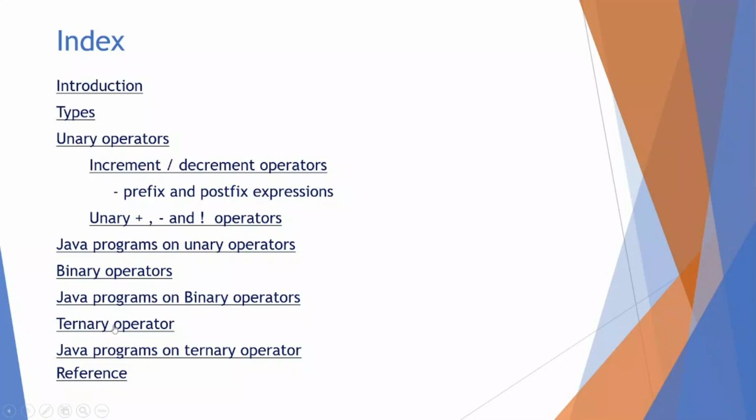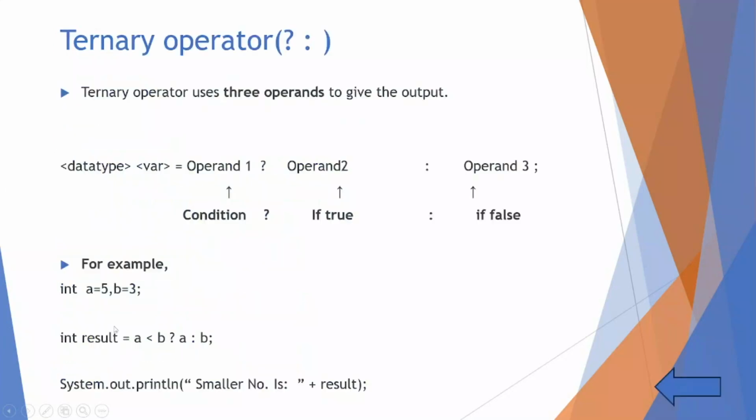Let's see the ternary operator. The ternary operator uses 3 operands to give the output. How many operands? 3 operands: operand 1, operand 2, operand 3. Operand 1 is always a condition or expression. If this condition is true, the value of operand 2 should be stored in the variable. If operand 1 is false, then store the value which is there in operand 3.